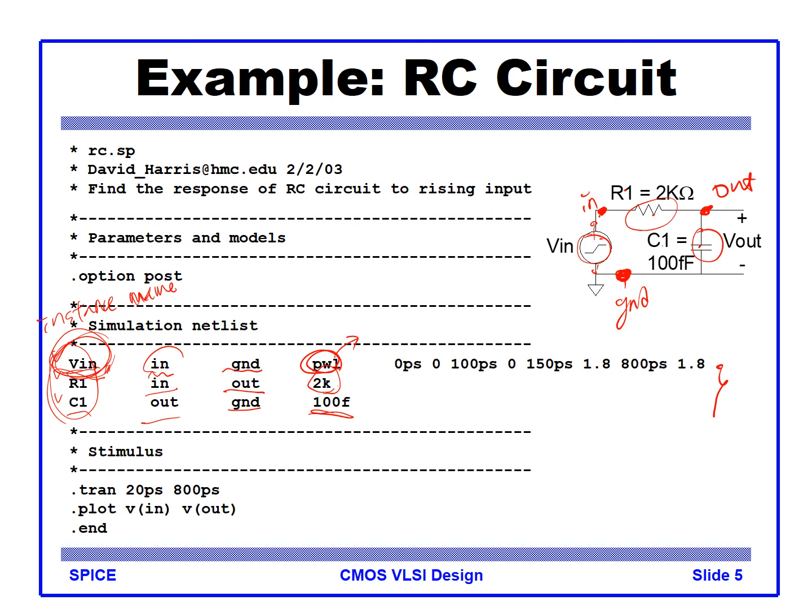Vin is defined as a PWL, that is a piecewise linear voltage source. At time 0 picosecond we have 0 voltage, at time 100 picosecond we get 0, and at time 150 picosecond we have 1.8. So you connect them, and you get this kind of waveform there. This is the 100 pico, and this is 150 picosecond, and we add 800 picosecond, we stay.